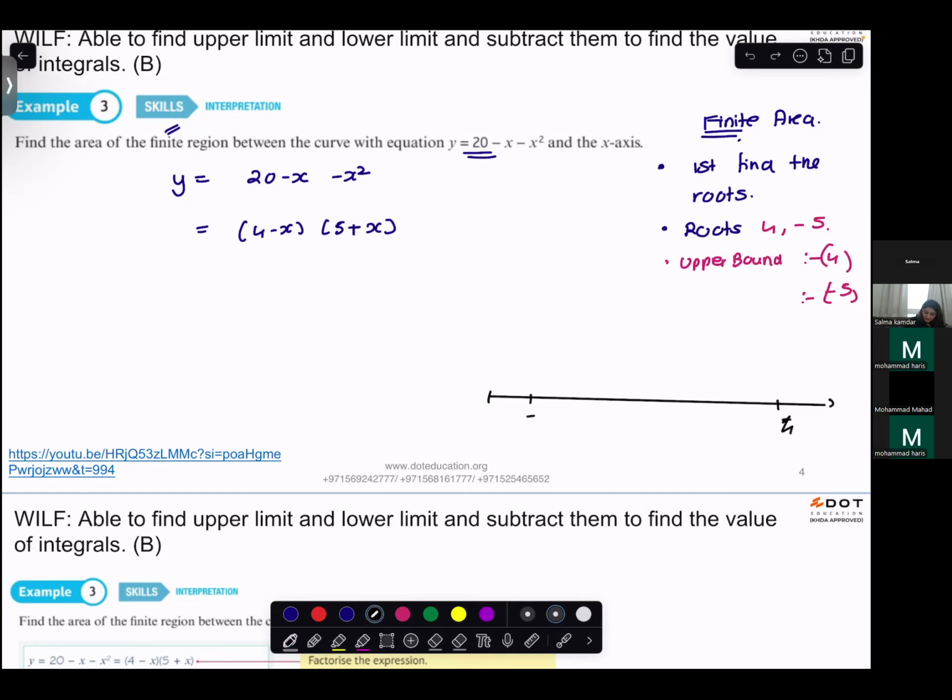Okay, first let me draw it. 4 and minus 5. I'm looking at integrating the finite area under the curve between 4 and minus 5. So now I would say my area under the curve is what? I'm integrating between 4 and minus 5. You write the function along with me. It's 20 minus x square with respect to x.